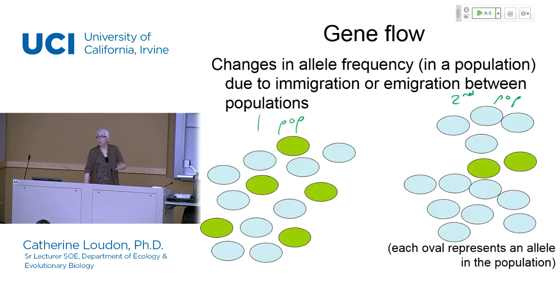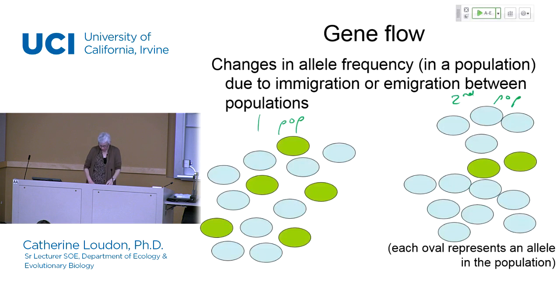We've got a higher proportion of green alleles over there on the left. Now, each oval is representing an allele in the population, so this is like a gene pool representation, just looking at the alleles, not worrying about where the individual is. So why would an individual moving from one population to another change the allele frequency?